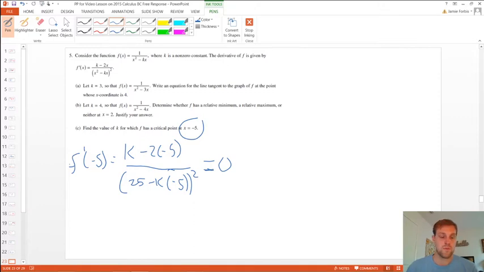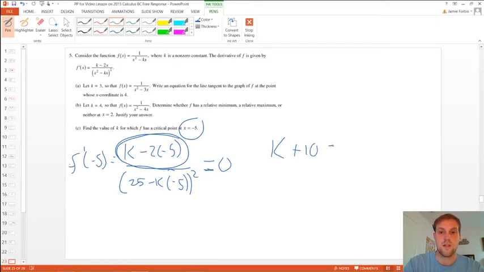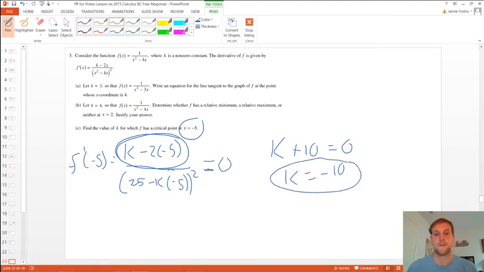All right. So if a critical point makes my derivative equal to 0, then all we have to do is consider the top part of my function. So I'm going to say k plus 10 equals 0, and thus k would have to equal negative 10. All right. And honestly, that was it. So there you go. We got a critical point, makes our derivative equal to 0, so I plugged in negative 5 for x, and I just solved for the k value that makes that happen. All right, cool.